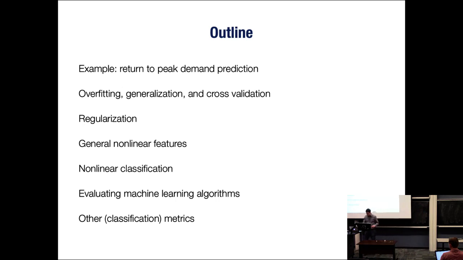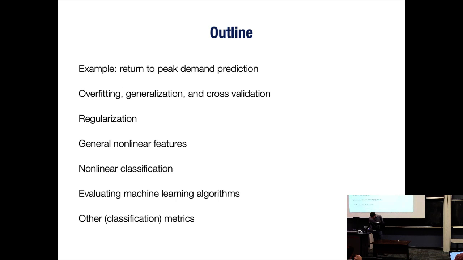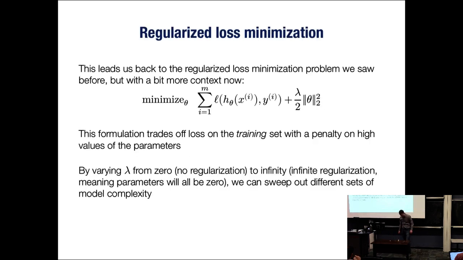So let's jump right into regularization. When we ended last time, we were talking about regularization as a different way of preventing overfitting in our model. Instead of just minimizing the sum of losses, we minimize the sum of losses plus this regularization term, which adds a penalty to how big the weights are of our classifier or regressor.